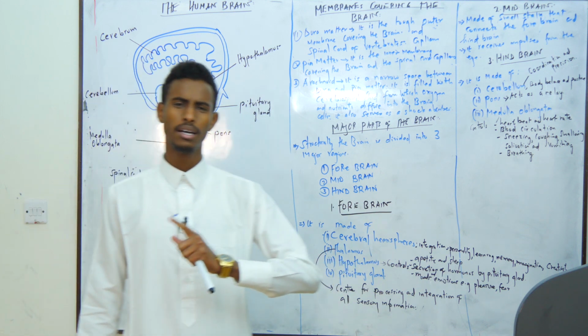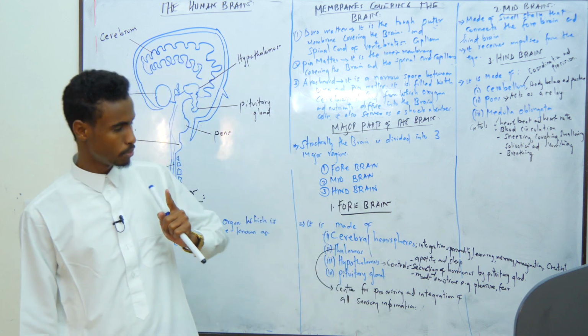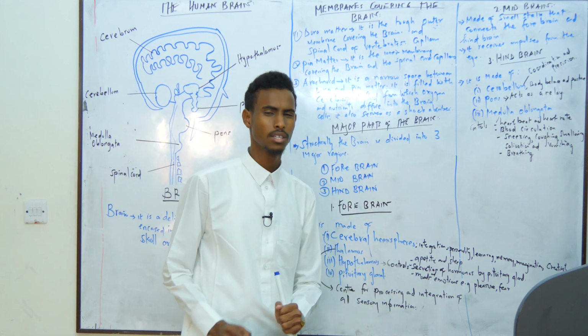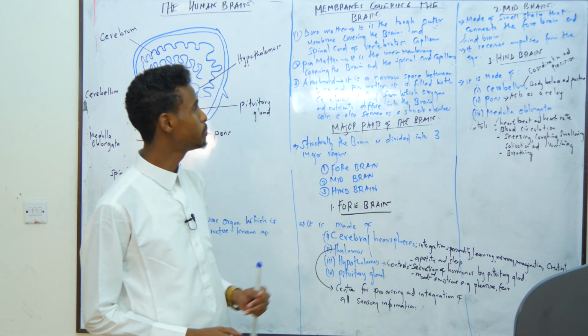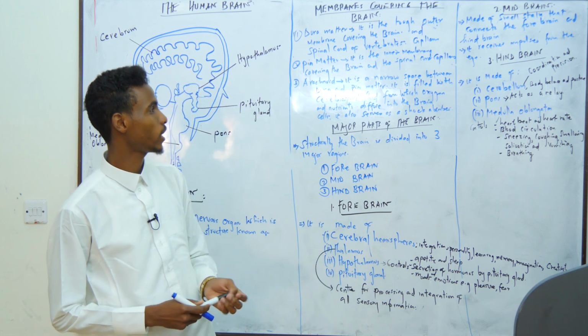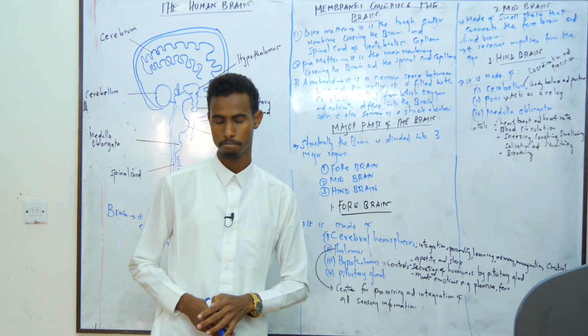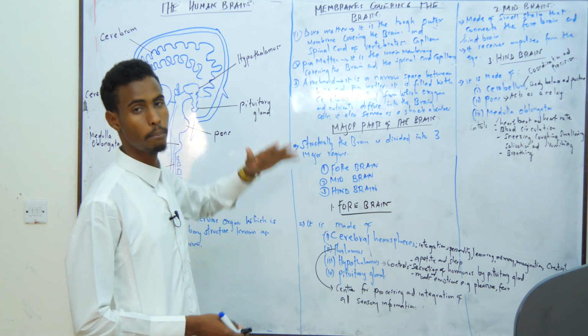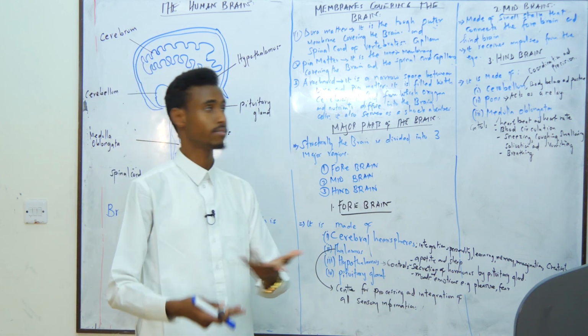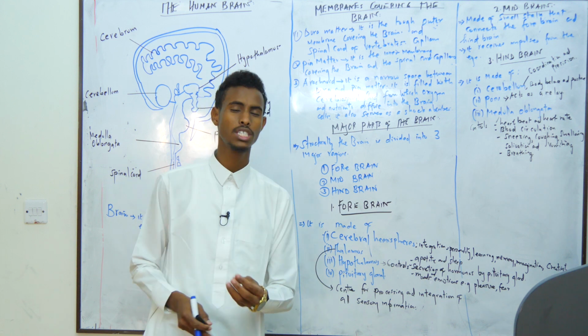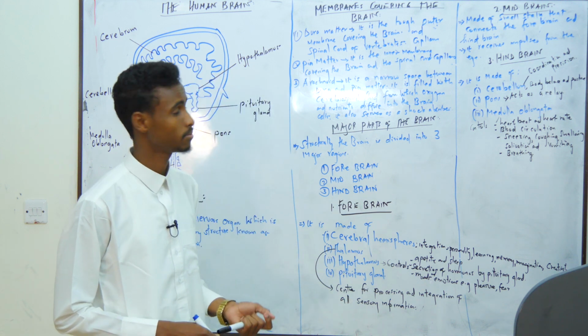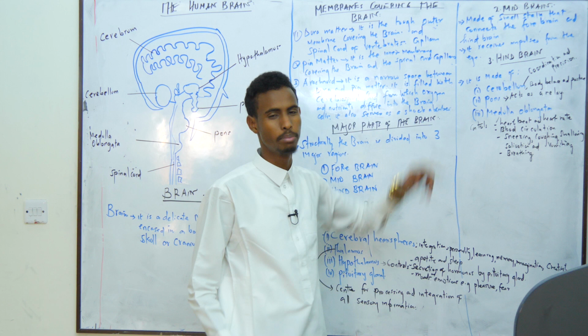Let's go to another structural part of the brain, that is the midbrain. We basically say the midbrain is a small stalk that connects the forebrain and the hindbrain. It just serves as a connection. It also receives impulses from the eyes. Let's go to the last one, that is the hindbrain.